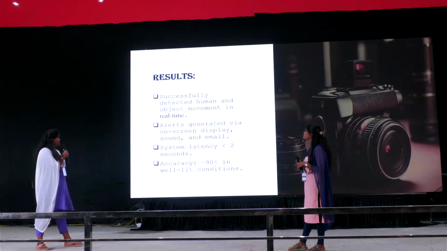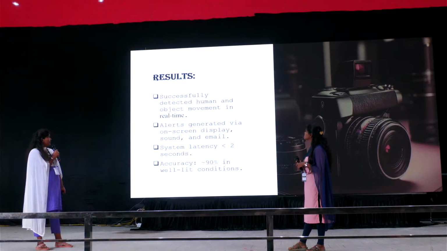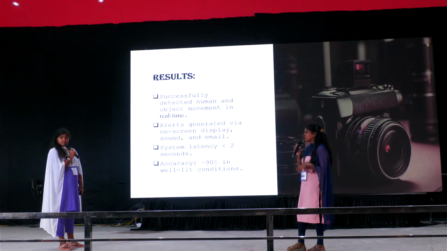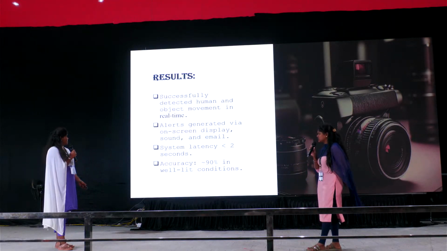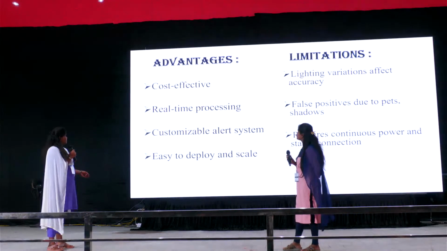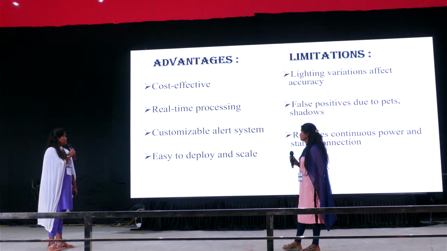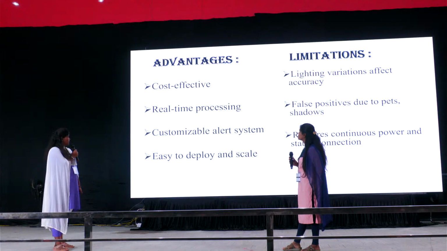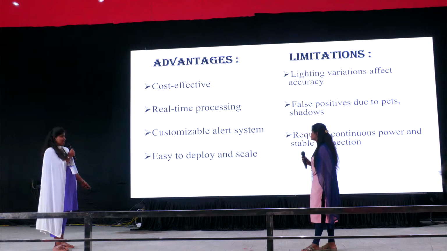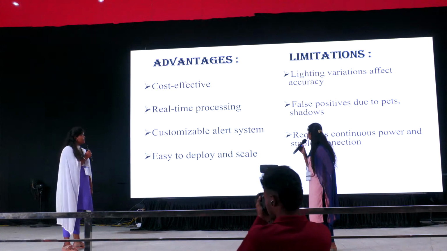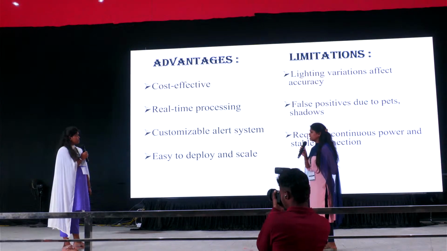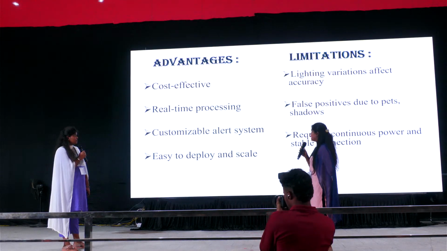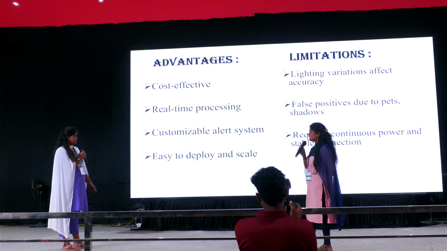The result: it successfully detected human and object movement in real time, with almost 90% accuracy in good lighting conditions. Advantages: cost effective, real-time processing, easy to deploy and scale, and customizable alert system. Limitations: lighting variations will affect the accuracy, false positives due to pet shadows, and it requires continuous power and stable connections.